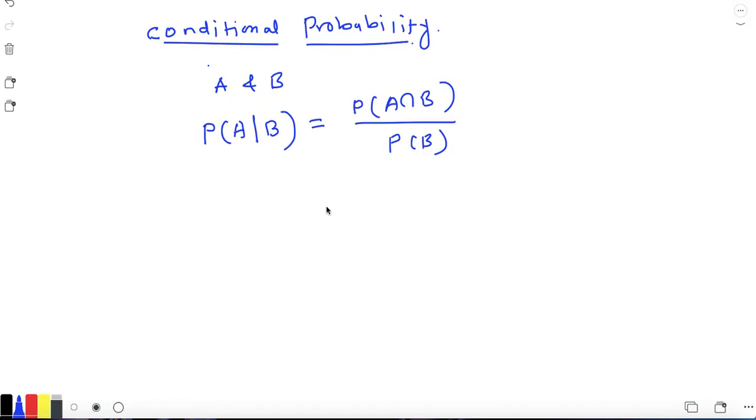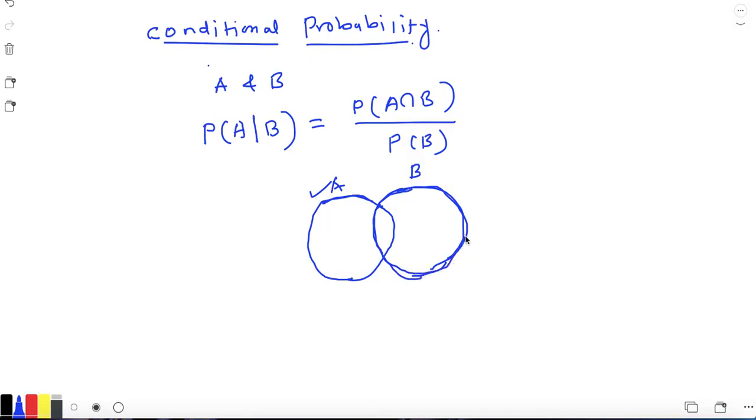Let's try to understand this. Let's say we are given these two events. With the help of a Venn diagram, we'll understand this. Let's say we are given this event A and this is another event B. Now what we are asked is: what is the probability of event A occurring, this event we are interested in? And what we are given is that event B has already occurred. This has already happened.